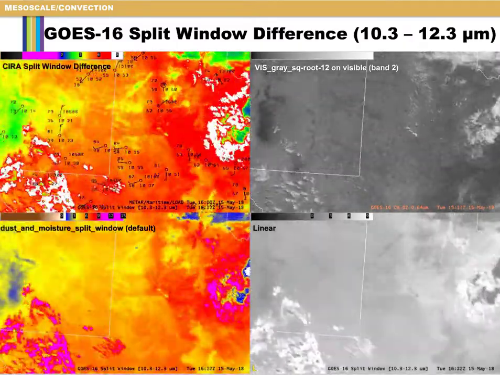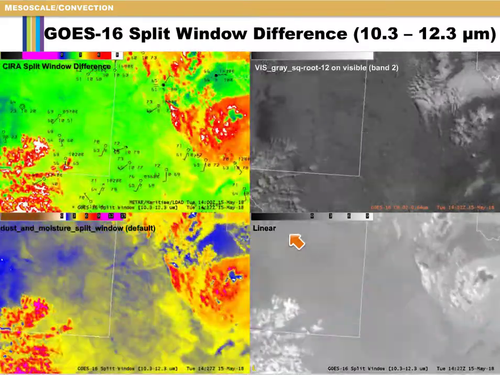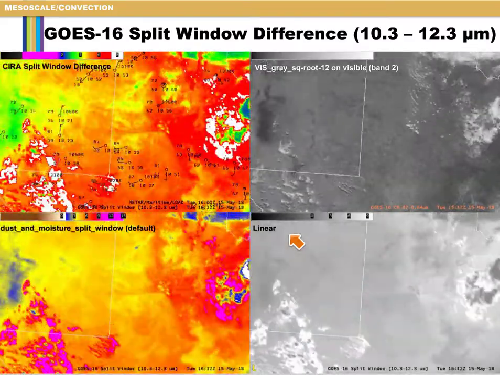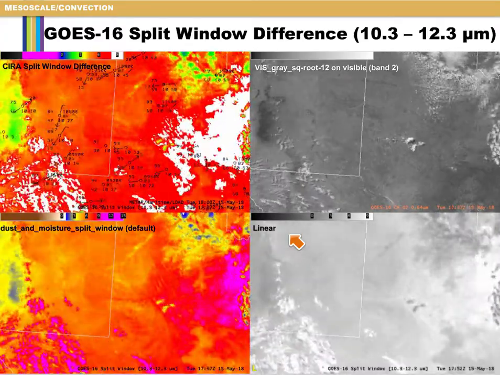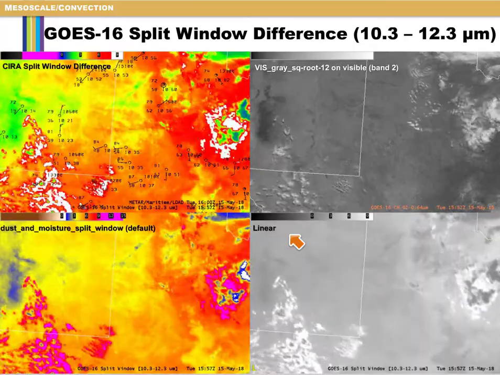Experience has shown that the linear color table with a narrower range of values across the scene to be quite useful since split window difference values vary with diurnal heating across the entire scene.